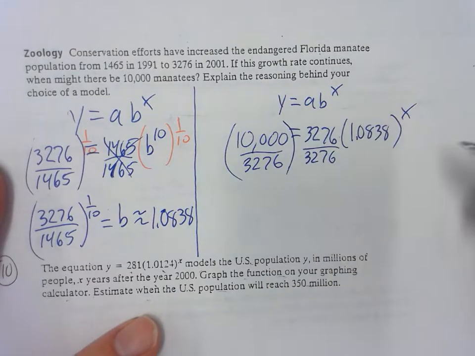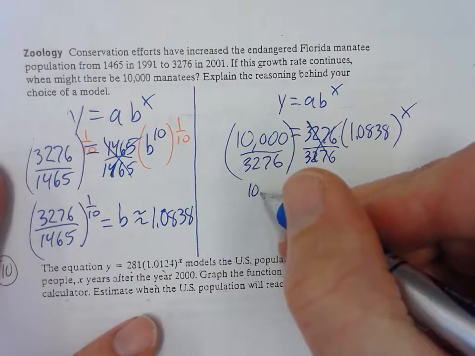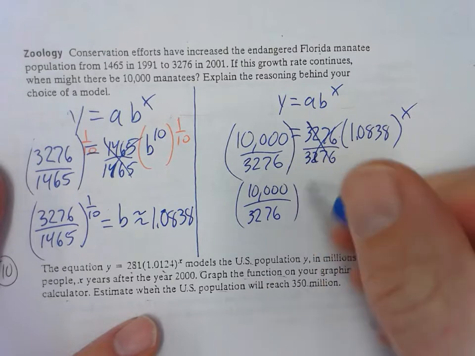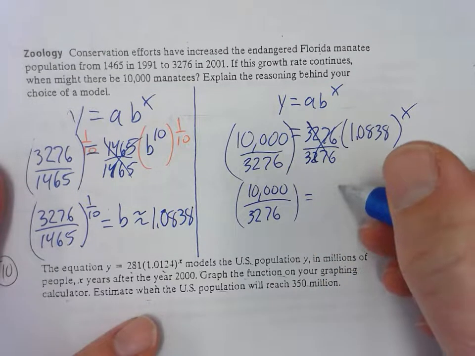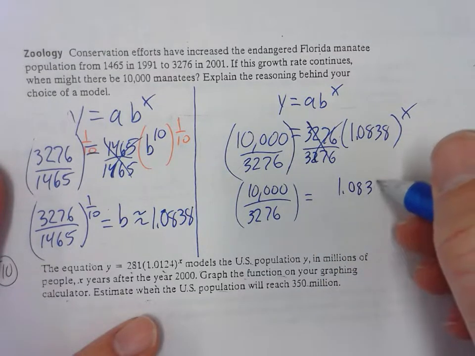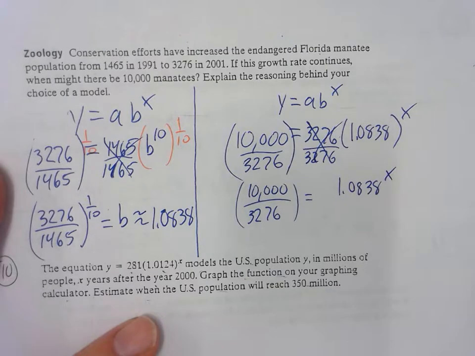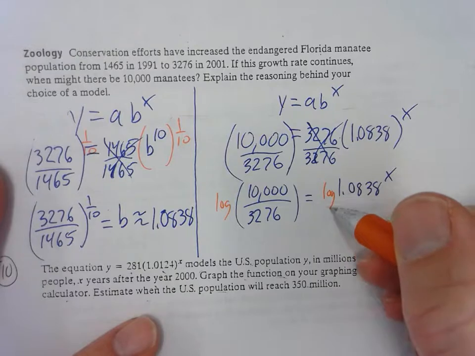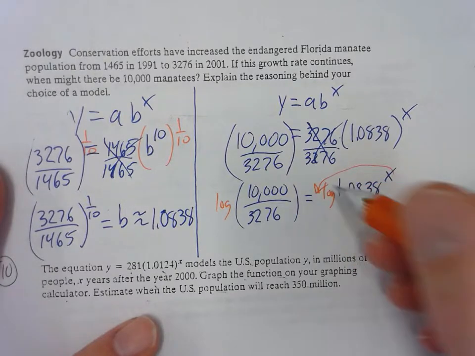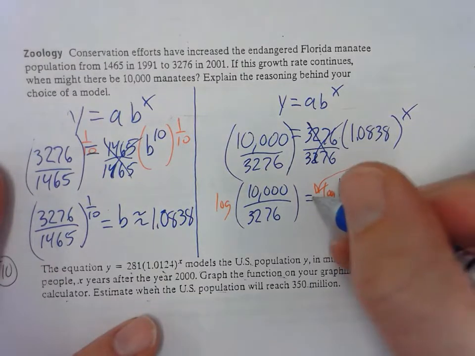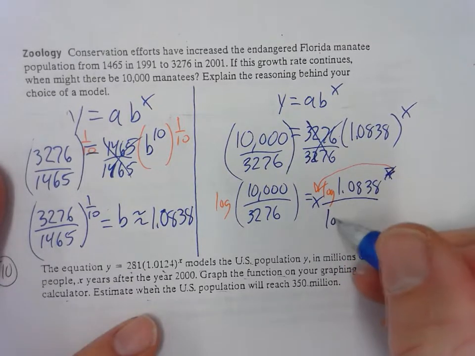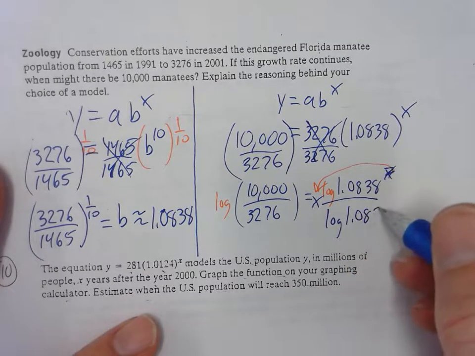And that leaves me an awful fraction. And then I have 10,000 over 3276 is equal to 1.0838 to the x power. And I'm going to take the log of each side, right, because that brings the x down to the front. So x is now down here in the front. That's not there. So I'm going to then divide over log 1.0838.